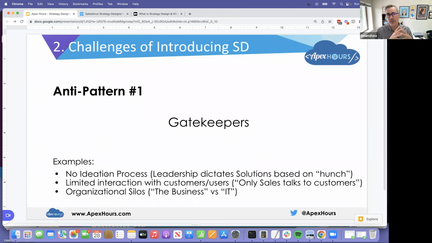So as we talked about with strategy design, we're trying to understand our customers, our users, in a very deep way. In order for that to happen, we need a lot of sharing around what the pain points of our users and our customers are.